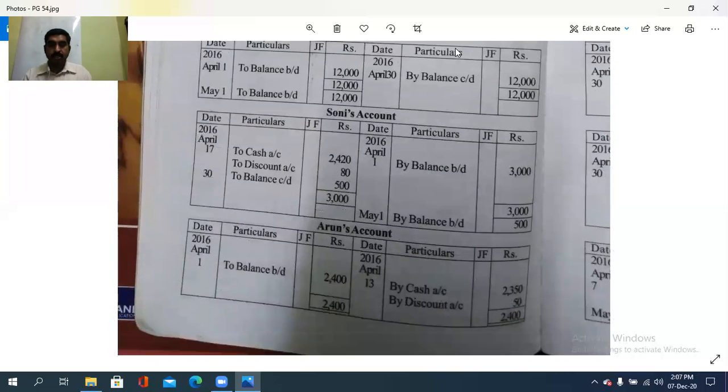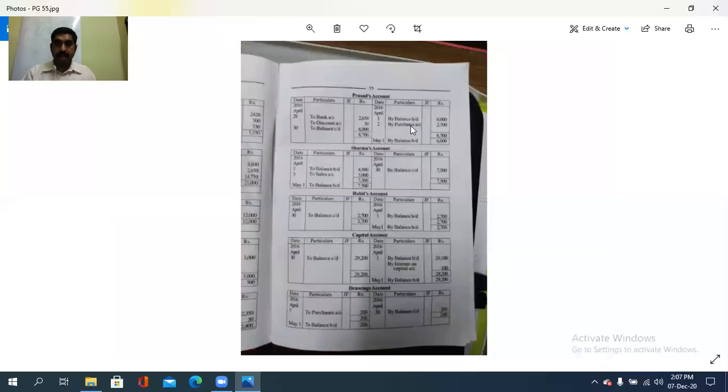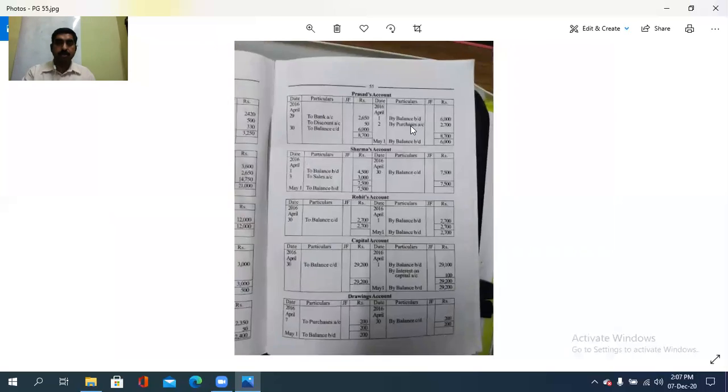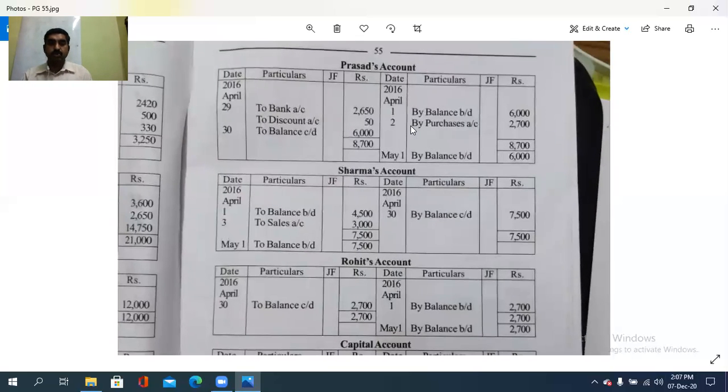Then Arun's account, the same: to balance brought down, by cash, by discount. Arun's account is to be matched. Then similarly the Prasad account: by balance brought down 6000, and by purchases again from Prasad 2700. So there is a difference, isn't it? How much is the balance?